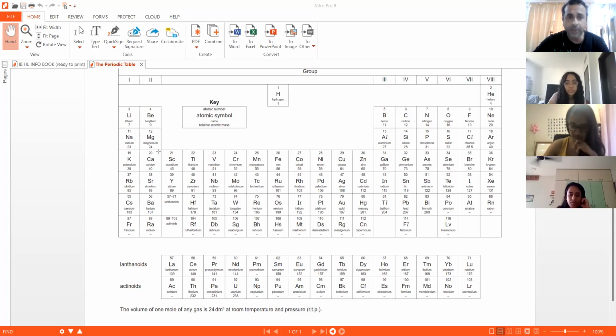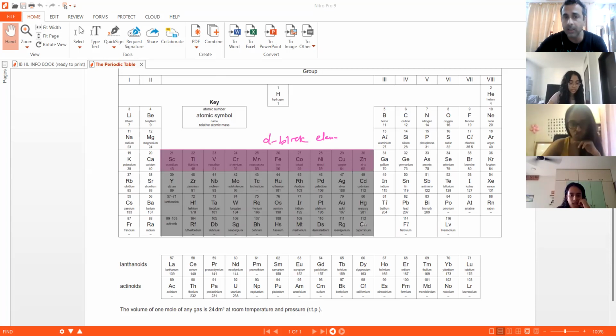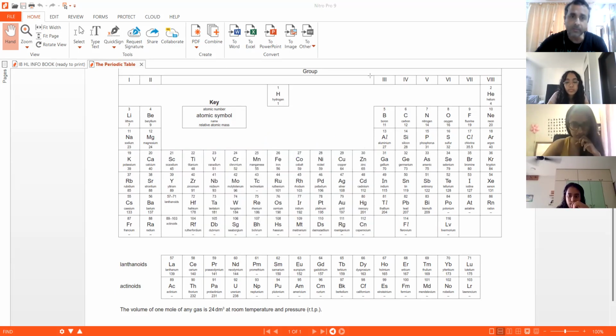In the HL part of periodicity, we are only learning about these elements. Okay, that's the D block elements. And only D block elements, and not even the entire block. The full D block is this. This is the entire D block, but we are only talking about the first row in the D block. So when we're talking about these elements, these are the transition elements or transition metals.